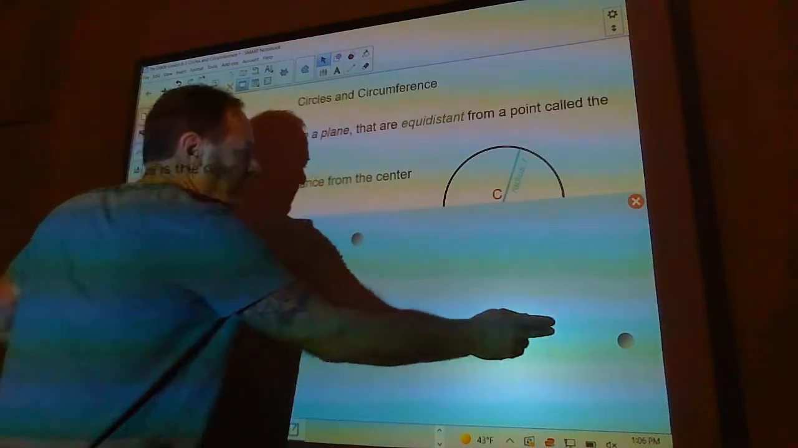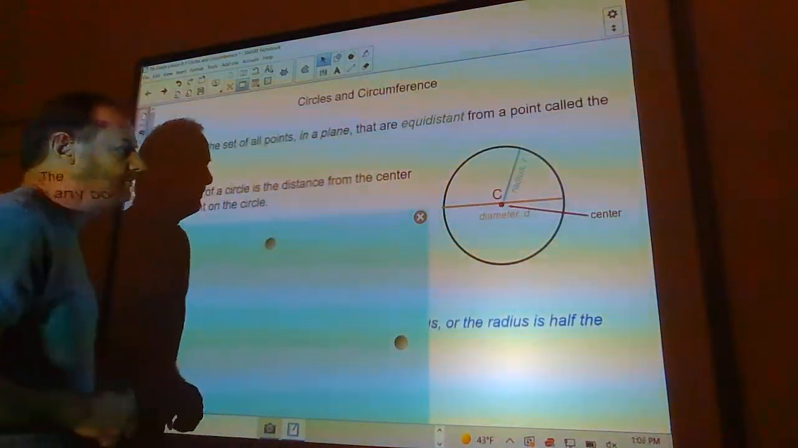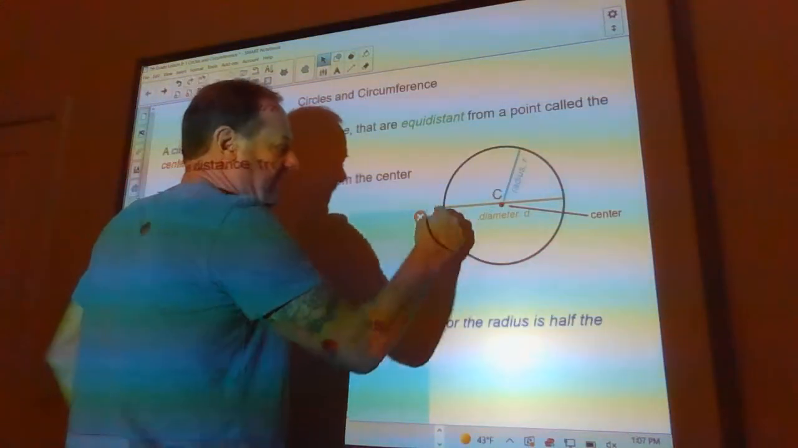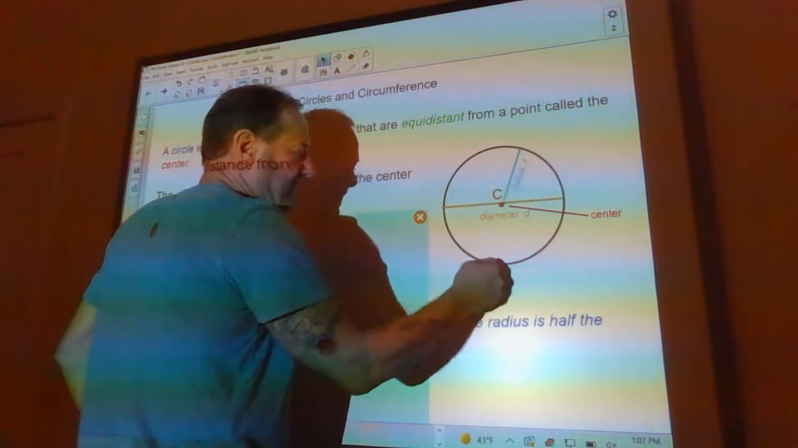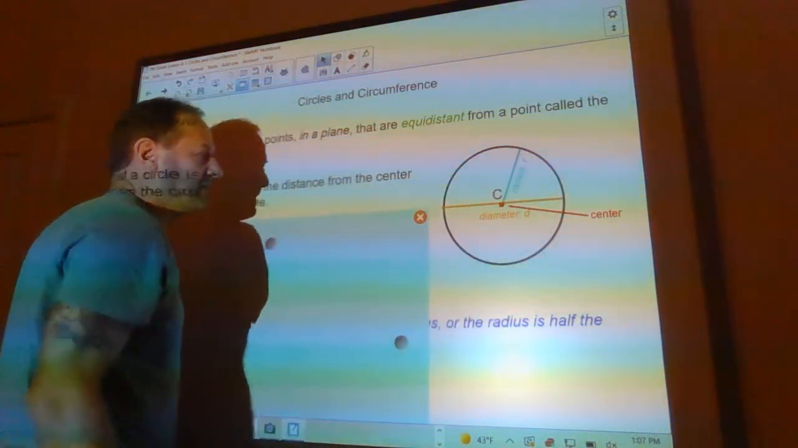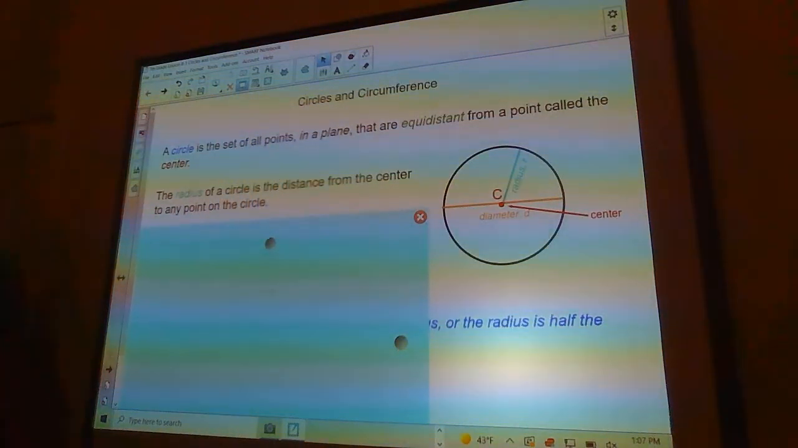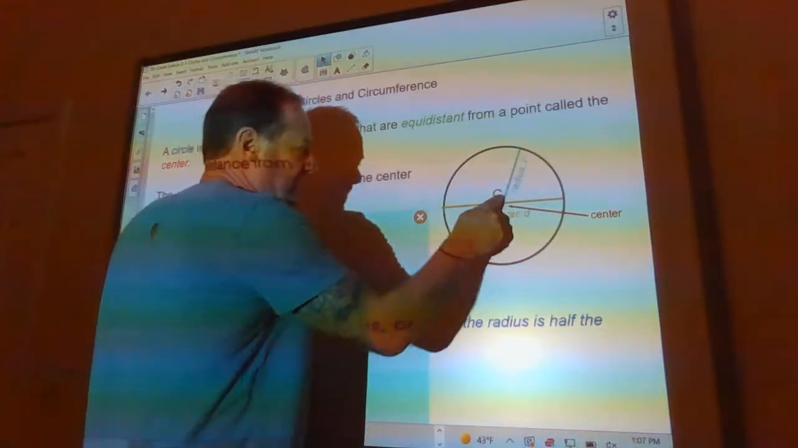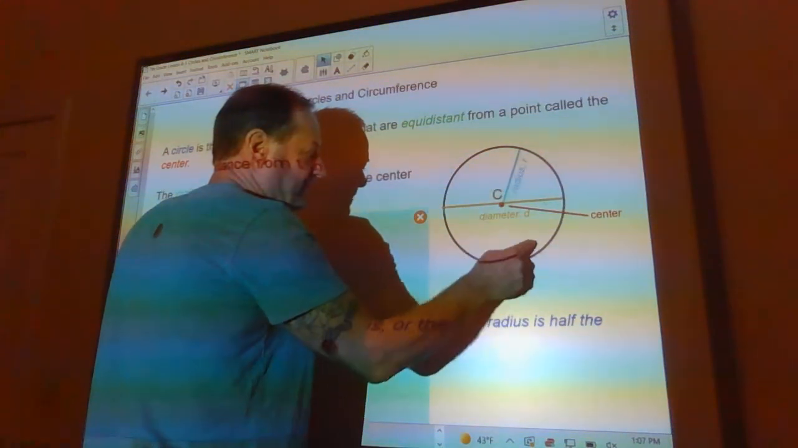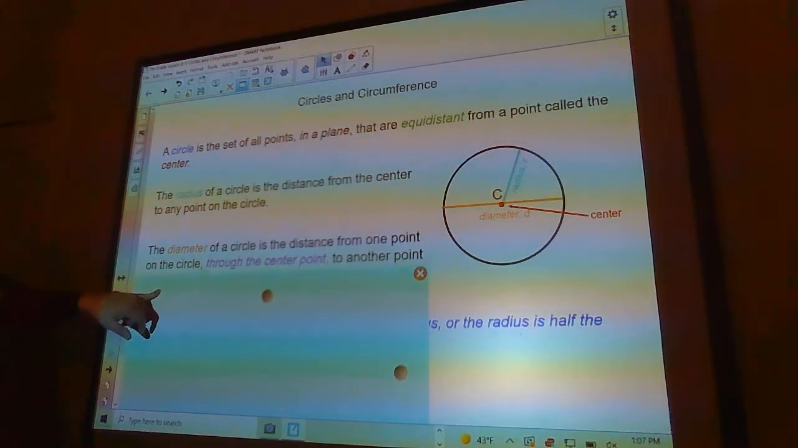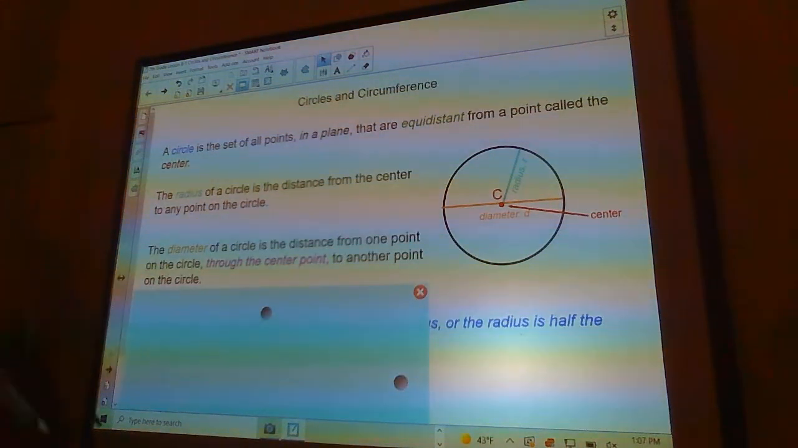So let's just look right here. We've got a circle. Okay, so here's my center point. Here's the actual circle. These points are all the same distance away from the center point, and that distance is called the radius, or r. So the radius of a circle is the distance from the center to any point on the circle. So if I measure that distance from here to anywhere on that circle, that should be the same, and that's called the radius.